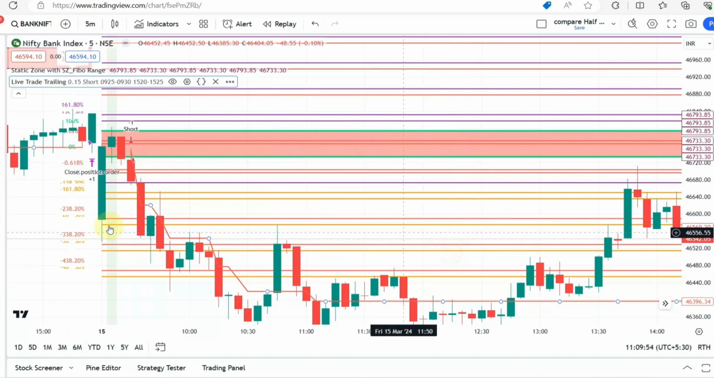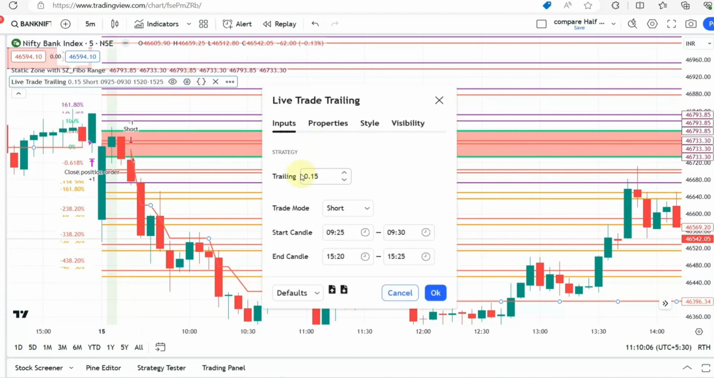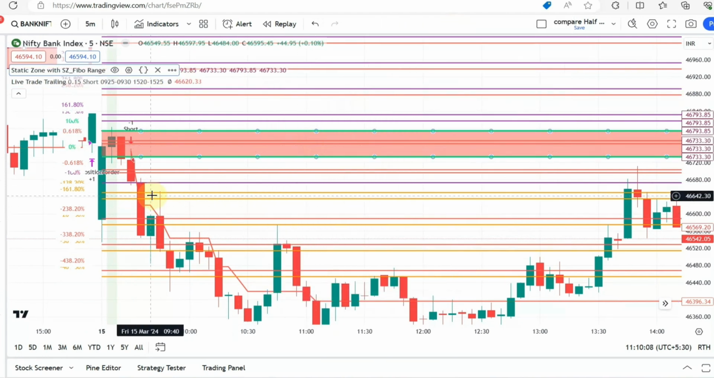So this is just for analysis. We are going to take the entry only in the low of the candle, but now the signal is coming in the starting of the candle, but you should not take the entry. You should take the entry in the low of the candle. This indicator is just for use of trailing only. So now you will be knowing where our trailing is there for 0.15.